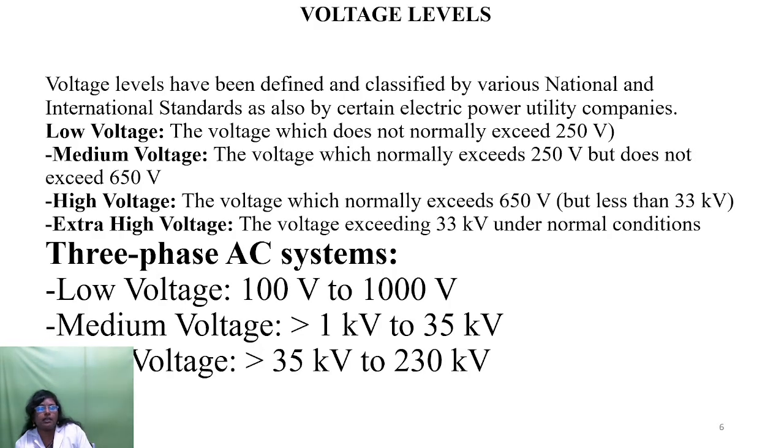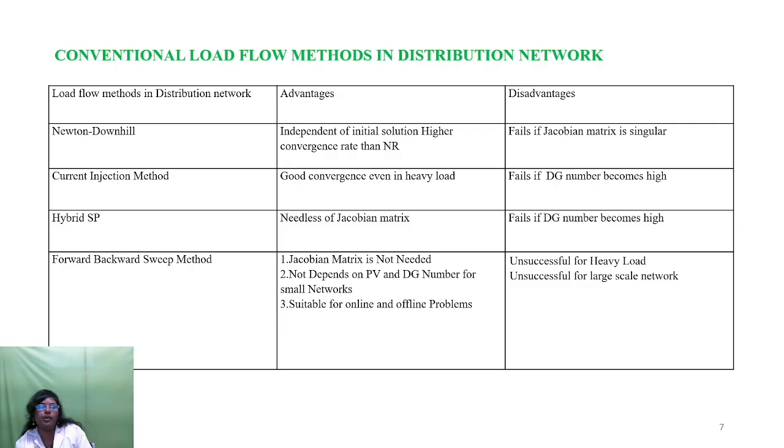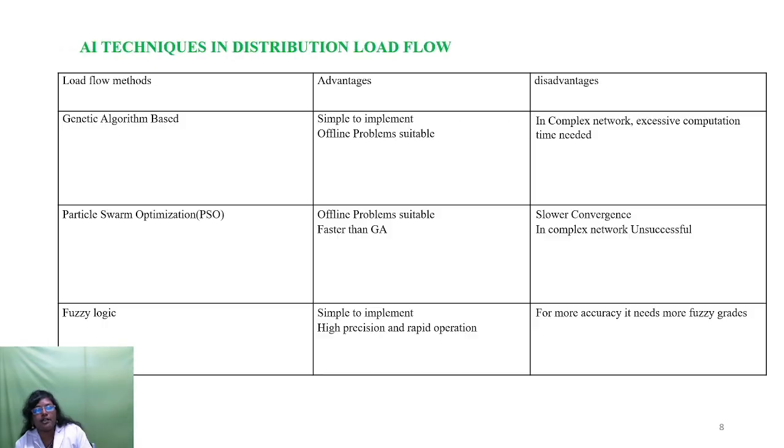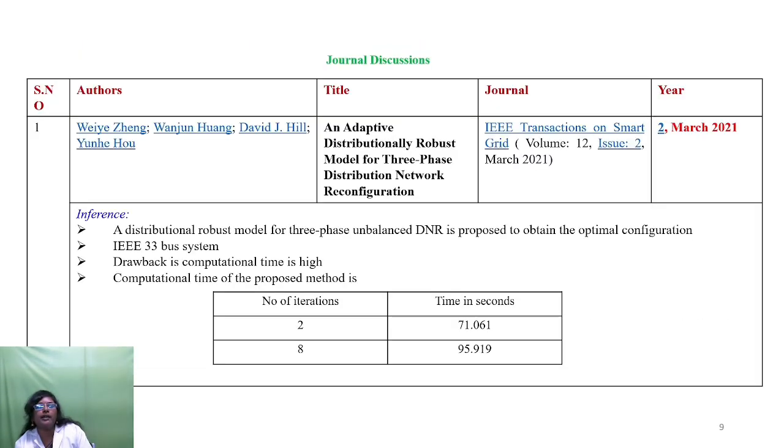Next, voltage levels. What are the standard voltage level classifications nationwide? There are 4 stages: low voltage, medium voltage, high voltage and extra high voltage. And when it comes to 3 phase, there are 3 stages: low voltage, medium and high voltage. And next, what are the conventional methods available on the distribution side. There are 4 methods: Newton downhill, current injection, hybrid superposition method, and forward backward sweep method. Next, what are the AI techniques available in the load flow solution: genetic algorithm, particle swarm and fuzzy logic.